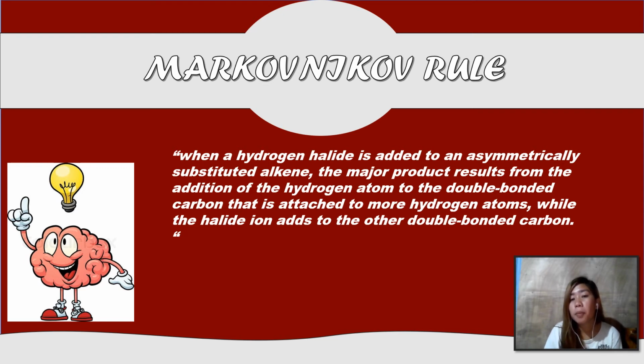So to sum it up, this Markovnikov rule tells us that when we are dealing with an asymmetrically substituted alkene hydrohalogenation, the hydrogen atom will be attached to the carbon that has more hydrogen atoms attached to it, while the halide will be added to the other double-bonded carbon, or to the carbon atom that has fewer hydrogens attached to it. This arrangement creates a more stable carbocation intermediate.